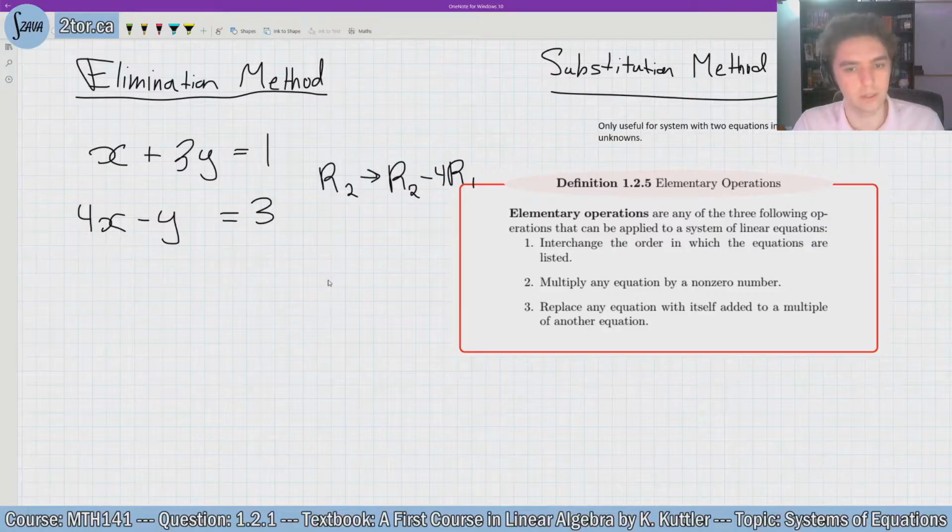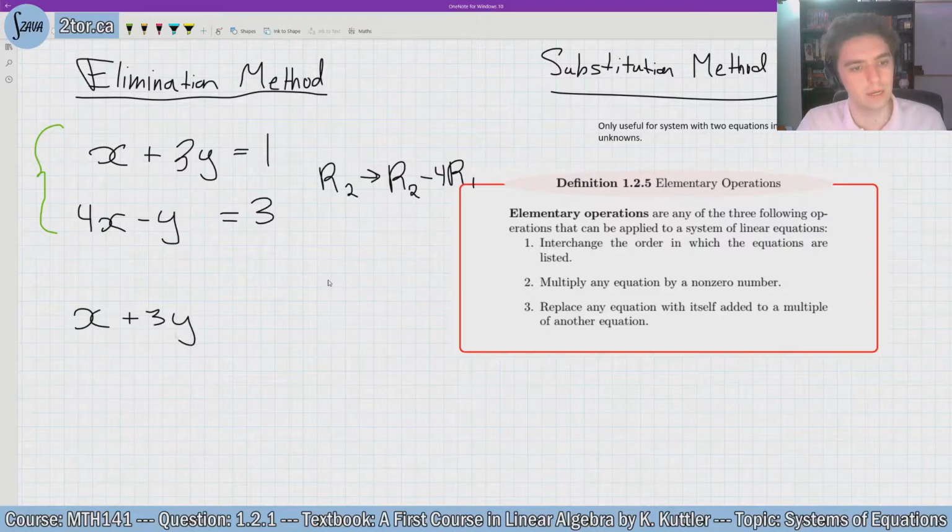Okay, so let me make sure that this matches here. I can replace any equation with itself added to a multiple of another equation. I'm replacing row 2 with itself added to negative 4 times row 1. So that works. And let's see exactly how that works. Usually the notation used here is that I would put the system in brackets like that. And the next system, after I use this operation, is going to be x plus 3y equals 1.